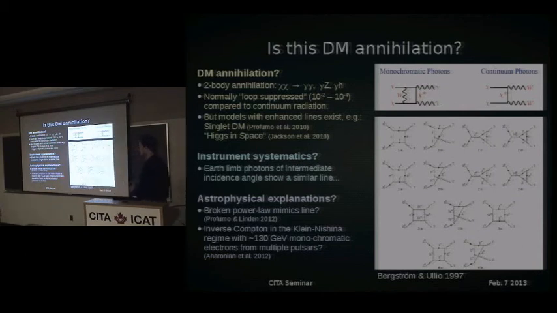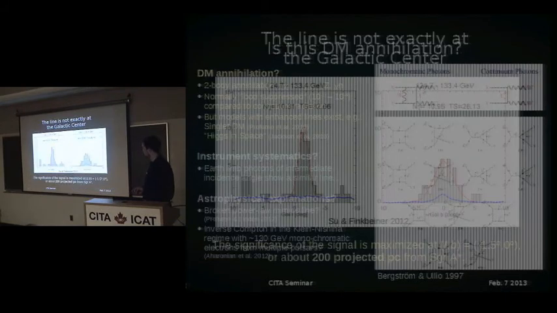One of them, the big one, is the possibility of an instrument systematic. As you've probably heard, when you look at a particular subset of photons arising from the Earth's limb, where they were produced by cosmic rays interacting with particles in the Earth's atmosphere, at a particular incidence angle on the Fermi LAT, there is also a signal for a line at the same energy. That's very worrisome. I don't think you can really believe the signal until you fully understand this instrument systematic. Beyond that, there are also some astrophysical explanations that may work, but they don't seem completely satisfying at the moment. So it's still worth thinking about what the dark matter annihilation interpretation is.